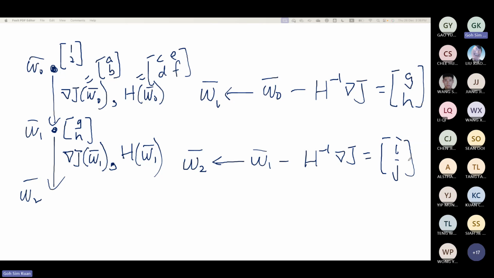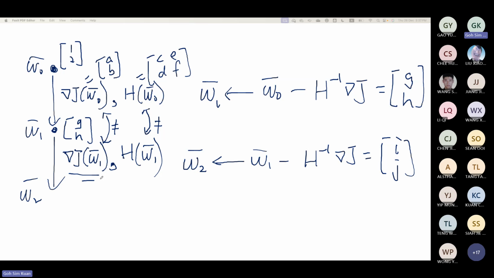Okay, so pay attention to this. J of W0 bar and J of W1 bar are not equal to each other, so they have to be recomputed at every step. Please pay attention that these two numerical values will not be the same, so you have to recompute them.